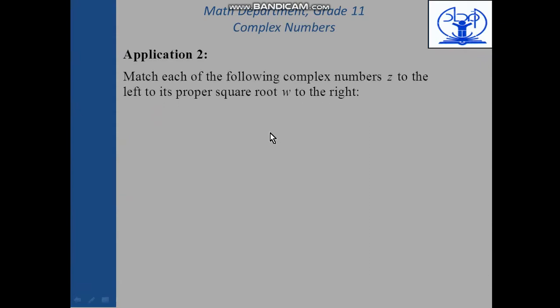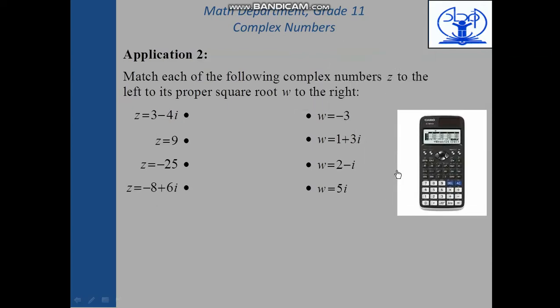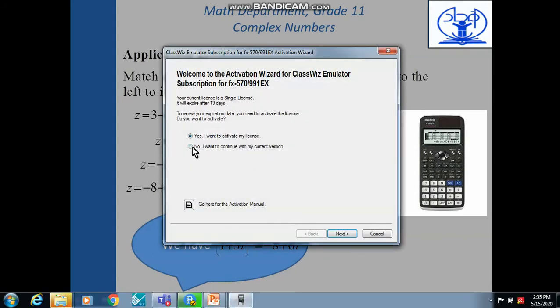Application 2. Match each of the following complex numbers z on the left to its proper square roots w on the right. So we have two columns here. The numbers here are square roots of the numbers here, and we have to match them. First, we have minus 3 squared equal to 9. So 9 has as square root minus 3, or minus 3 is a square root of 9. We have (1 plus 3i) squared equals minus 8 plus 6i. Let us verify that on the calculator.